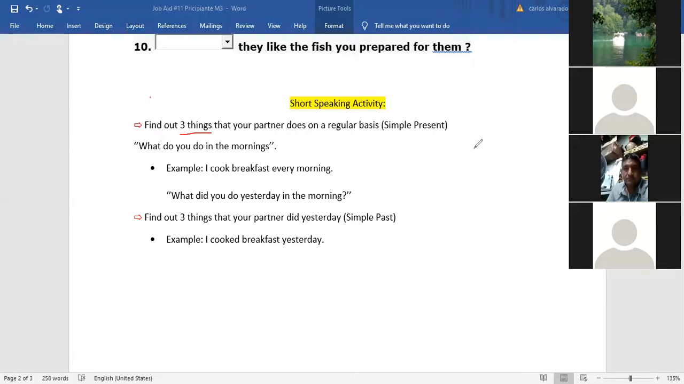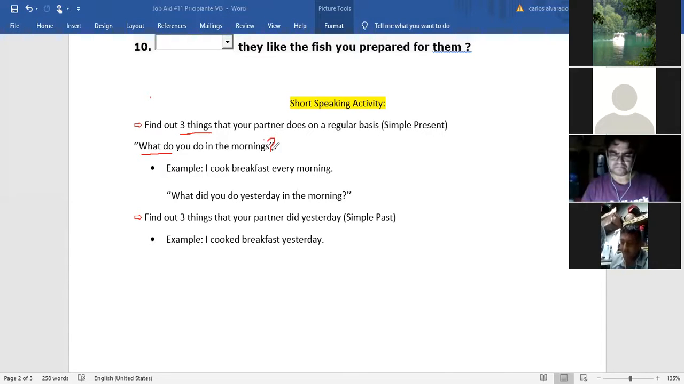Claudia. Okay. Find 3 things that the person does regularly. Okay. Son rutinas. 3 rutinas que la persona hace. Okay. ¿Cómo van a encontrar eso? Tienen que usar, pueden usar: what do you do in the mornings? What do you do in the afternoon? What do you do in the evening? Perdón, se me olvidó la question mark here.